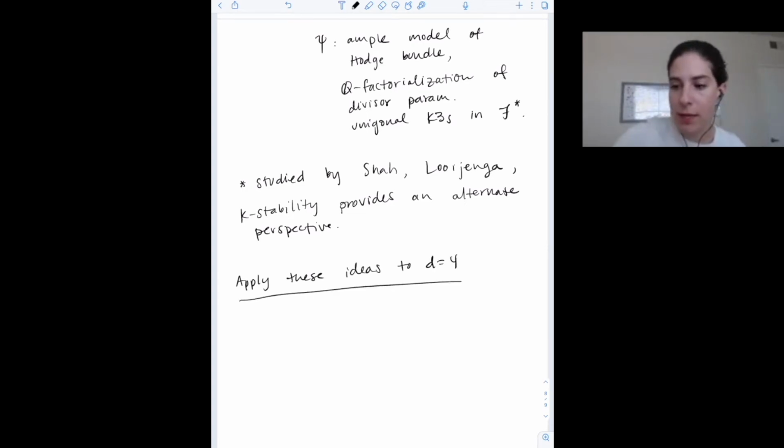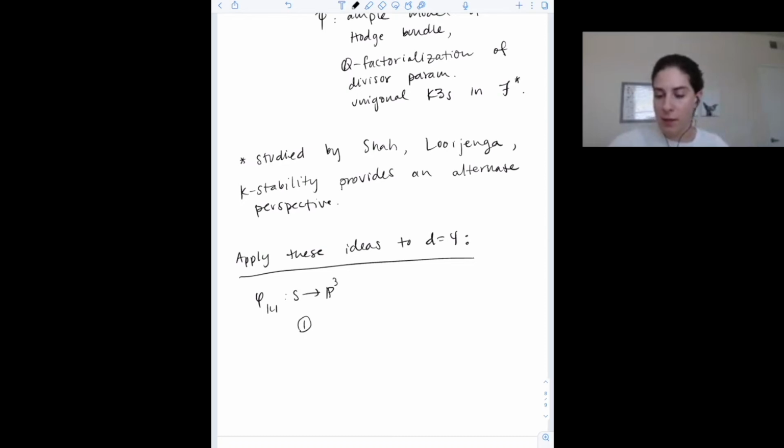So in the degree 4 case, if I'm looking at degree 4 K3s, my ample line bundle gives me a map to P3, and there are three choices. The generic case is an embedding as a quartic surface.